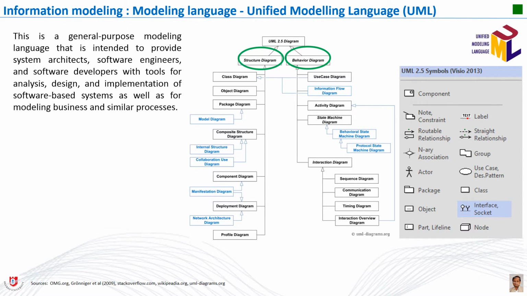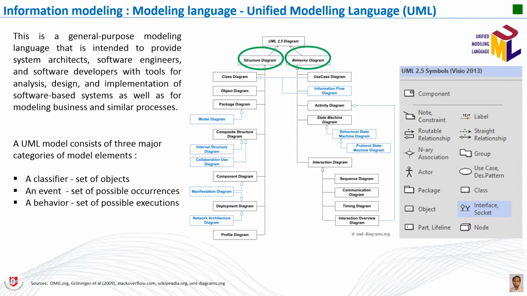A UML model consists of three major categories of model elements, each of which may be used to make statements about defined kind of individual things within the system being modeled. These categories are classifier, event, and behavior. A classifier describes a set of objects. An object is an individual with a state and a relationship to other objects. The state of an object identifies the values for that object or properties of the classifier of the object.